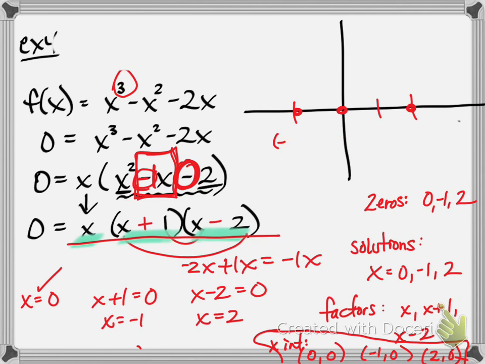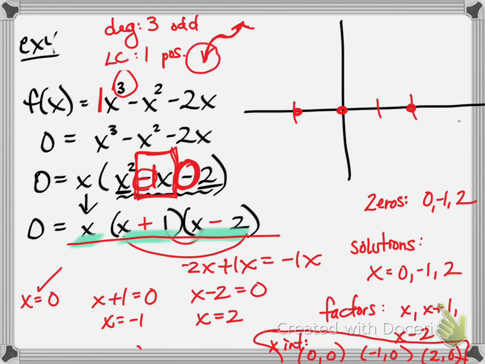Now let's look at that leading coefficient test. My degree is 3, which is odd, which means it's going to go one up, one down. My leading coefficient is 1, which is positive, which means it's going to be this exact same shape that we had here. So the left hand is falling, and the right hand behavior is rising.